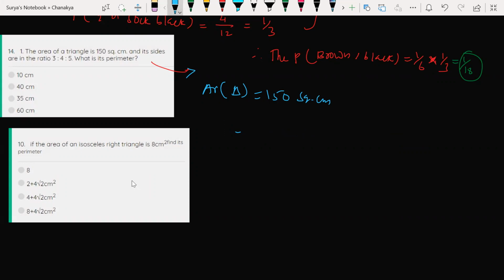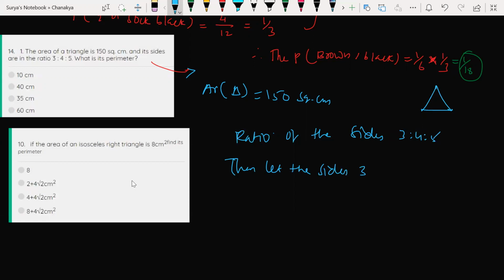I don't know each side. The ratio of the sides is given, 3:4:5. Can I take 3x, 4x, 5x? Yes, sir. So let the sides be 3x, 4x and 5x. The sum of all these sides is the perimeter.